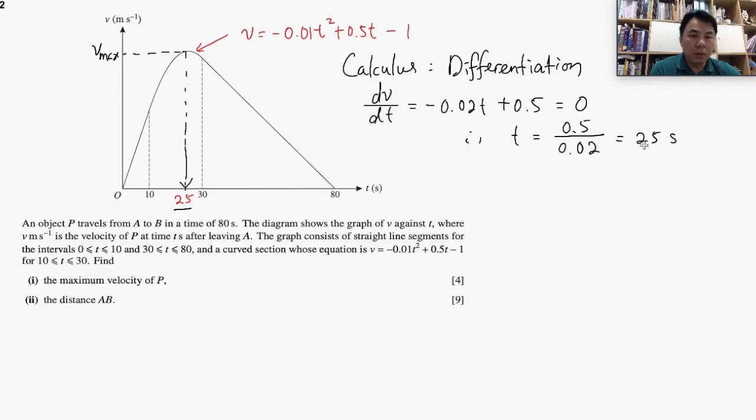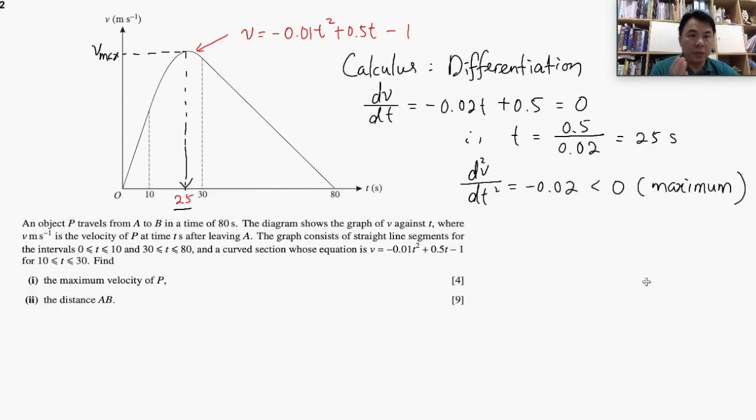Now, once we have found this, we can even verify whether this is a maximum velocity or a minimum velocity. Of course, based on the diagram, logically speaking, it must be a maximum. But in terms of calculus, can we verify from the algebraic point of view whether this is a maximum or minimum? We can carry out the second derivative, meaning you differentiate this one more time. That will give you negative 0.02, which is less than 0. That would confirm our velocity to be maximum.